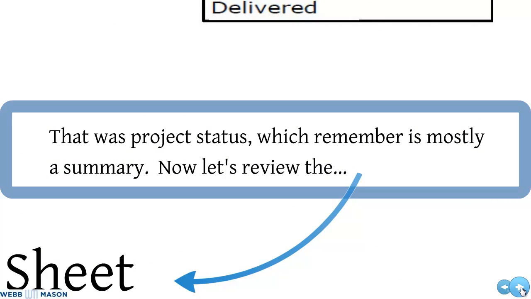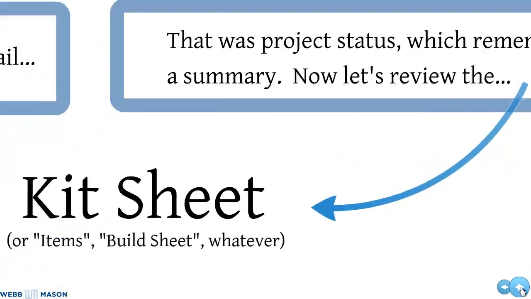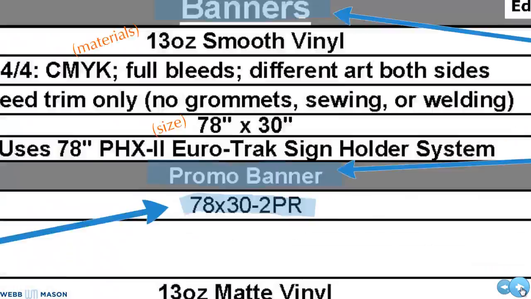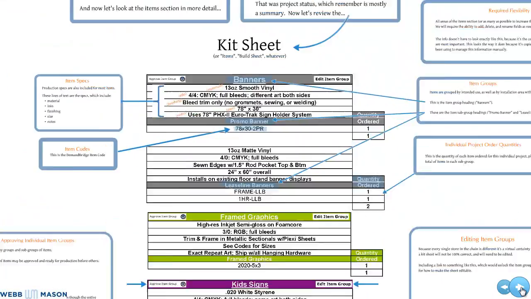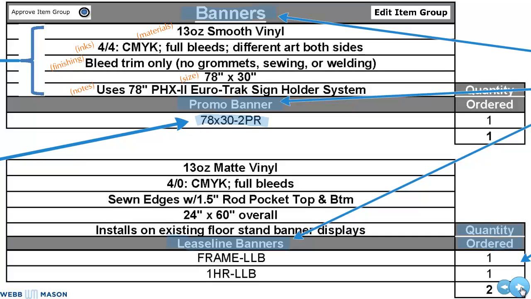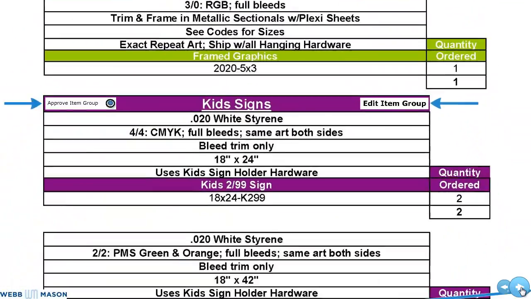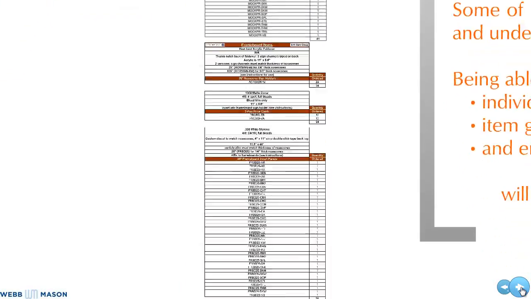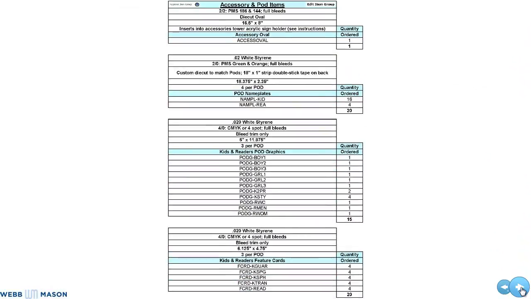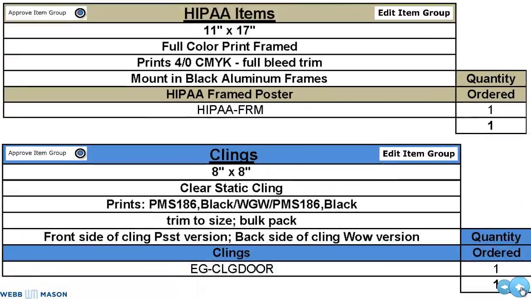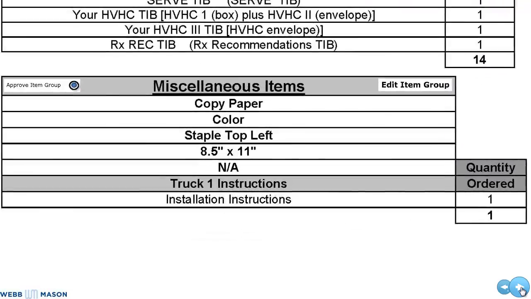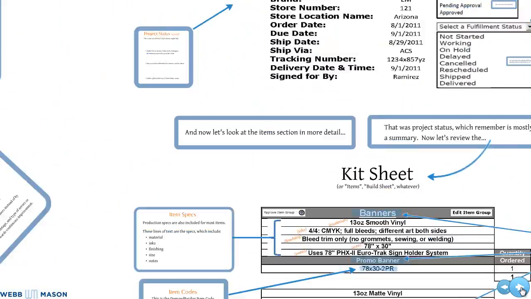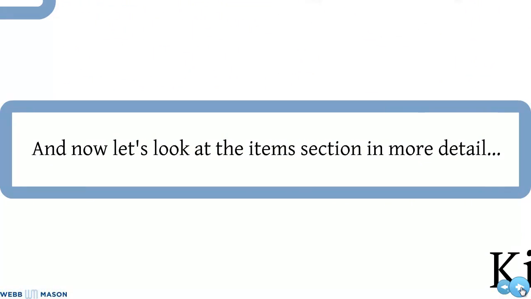And that was project status, which, remember, is mostly a summary. And now let's review the kit sheet. This is one very large, gnarly Excel spreadsheet containing many groups of items, starting with banners, frame graphics, kid signs, mockbox items, frameboard items, accessory and pod items, HIPAA, clings, window signs, hardware, inventoried items, and some miscellaneous items such as installation instructions. And now let's look at the item section in more detail.